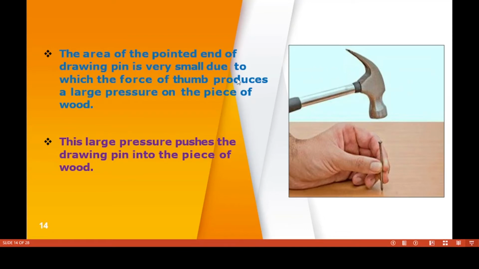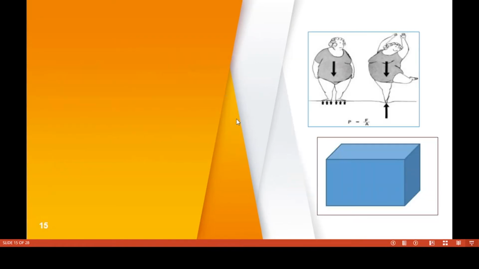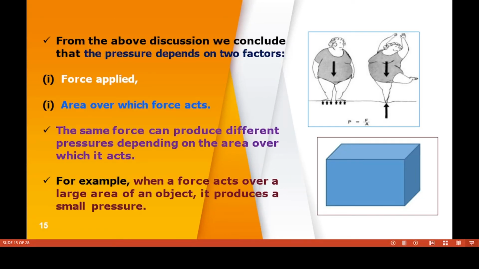The area of the pointed end of a drawing pin is very small, due to which the force of the thumb produces a large pressure on the piece of wood. This large pressure, now I am giving a large pressure, I have to use a hammer. Large pressure pushes the drawing pin into the piece of wood. From the above discussion, we conclude that pressure depends on two factors. One is the force applied, another is the area over which the force acts.